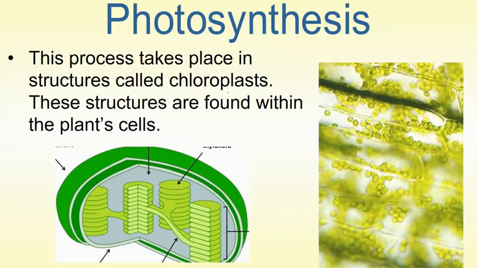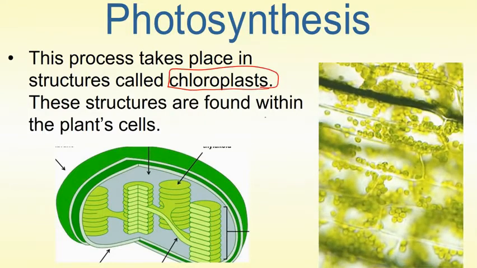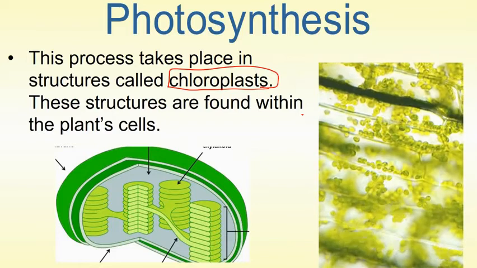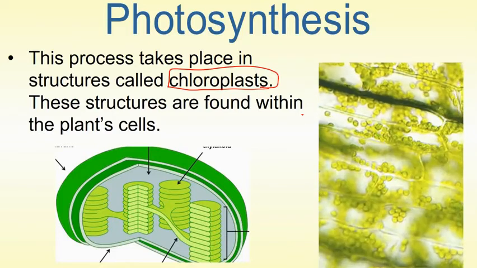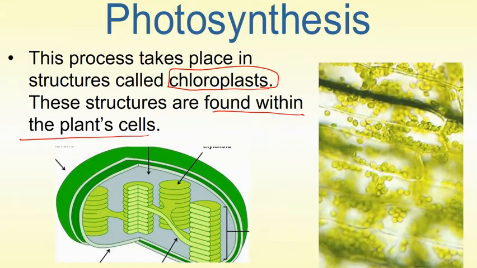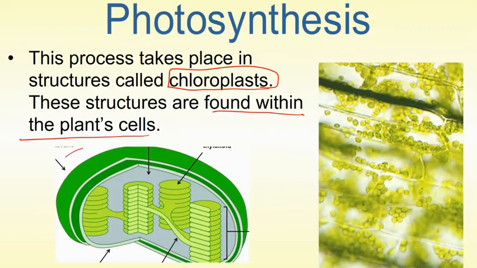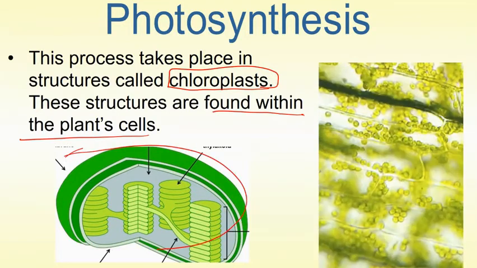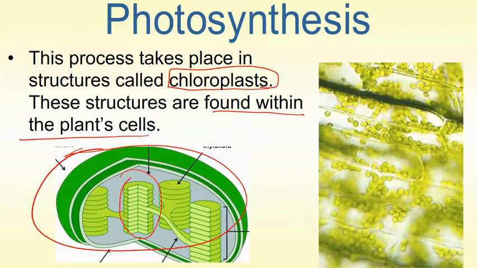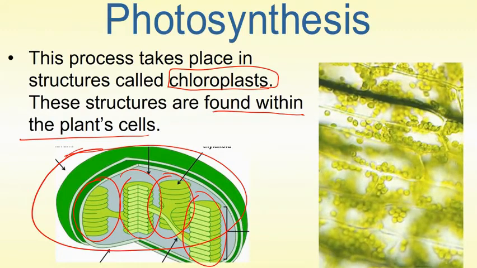So the process is going to happen in a structure called a chloroplast. And the chloroplasts are found within every single plant cell. Okay, so every single plant cell in that organism is going to have chloroplasts. And this is what a chloroplast looks like, just a simple drawing of one. It's kind of like a disc-shaped structure, and inside it has these little towers, and this is where all of photosynthesis is going to be occurring.